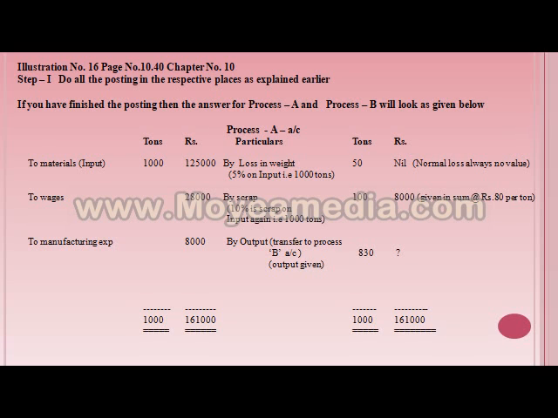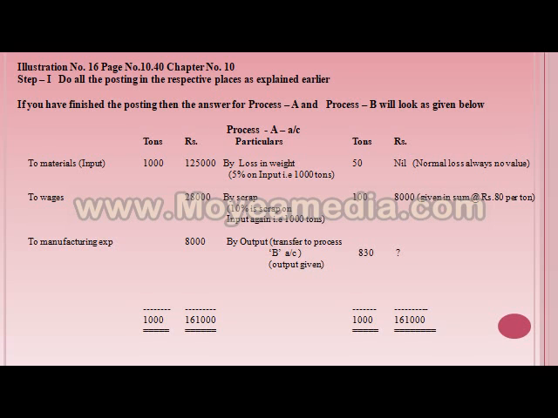It is ascertained that in each process, normally 5% of the total weight is lost and 10% is scrap, which from process A and process B realizes at rupees 80 per ton and 200 rupees per ton respectively. And the various expenses are given for process A and process B separately. The expenses that are given here are wages, manufacturing expenses, and the material that is entering each process.